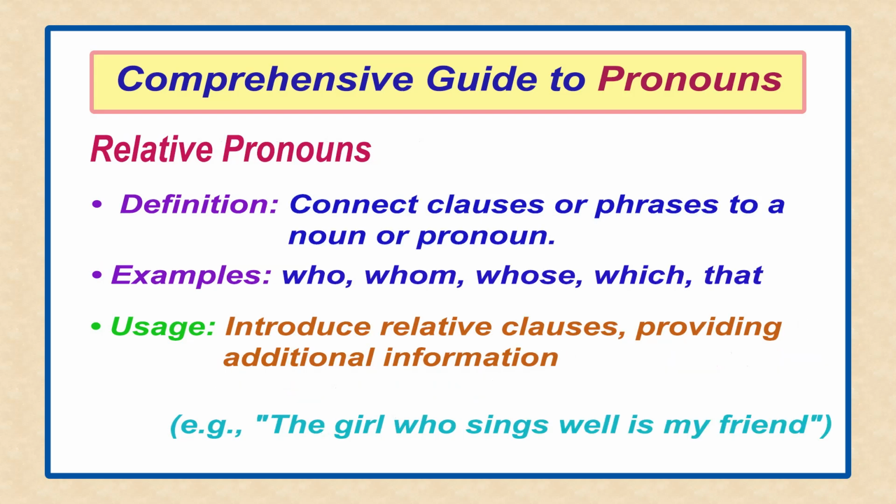Relative pronouns. Definition: connect clauses or phrases to a noun or pronoun. Examples: who, whom, whose, which, that. Usage: introduce relative clauses, providing additional information. Example: the girl who sings well is my friend.